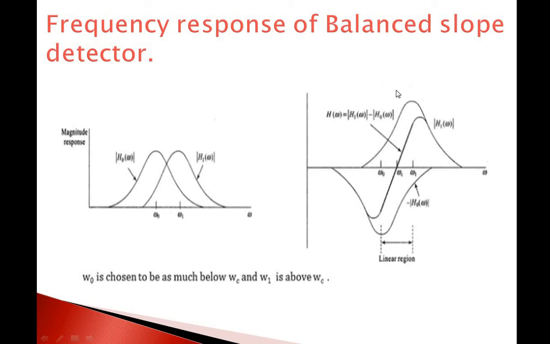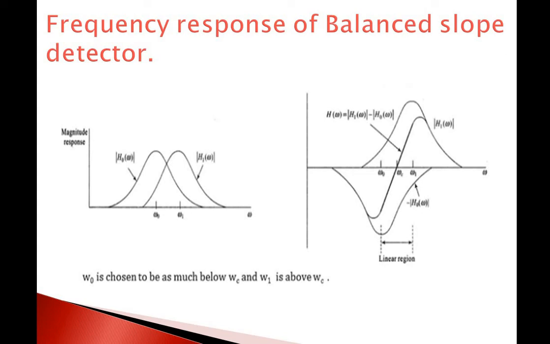So this is H0 of omega and this is minus H0 of omega. I am giving this minus, so what happens is H1 of omega minus H0 of omega, and then I will get the characteristic like this. This is your H of omega, where you have the carrier frequency here, and this is the linear region where you will be getting the output. So you will be using this balanced slope detector for getting the original message signal without any harmonic distortions.